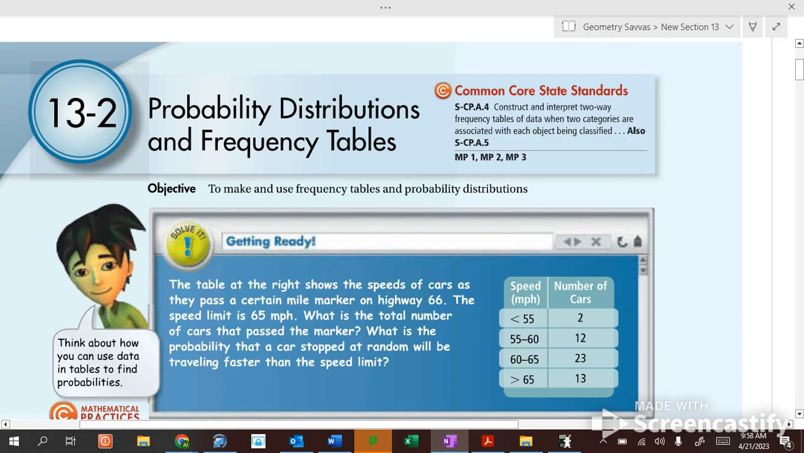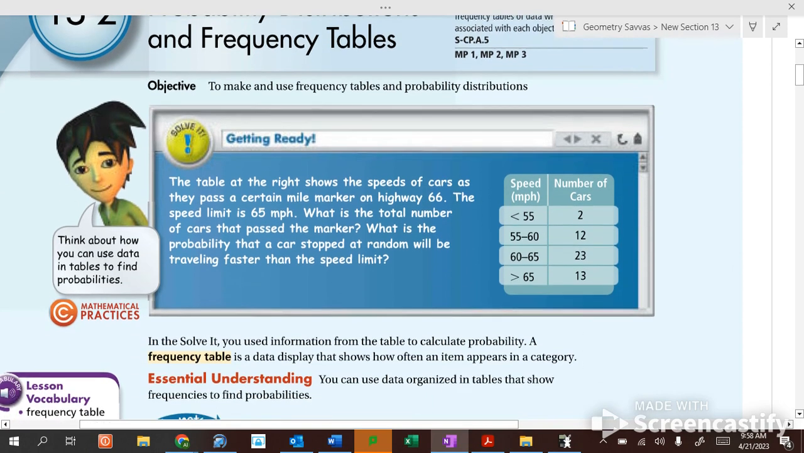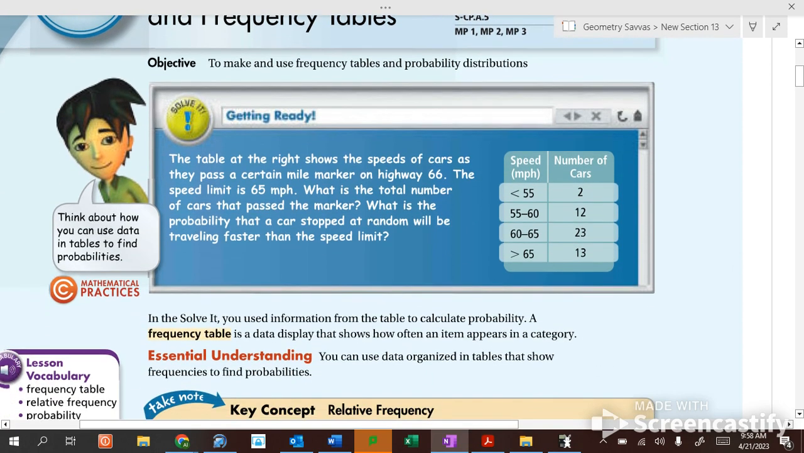All right. Probability distributions and frequency tables. The table at the right shows speeds of cars at a certain mile marker. Two grannies were driving less than 55. 12 people were taking a leisurely drive and driving between 55 and 60. 23 fairly normal people were driving between 60 and 65. And 13 Carson Wolves were driving more than 65.